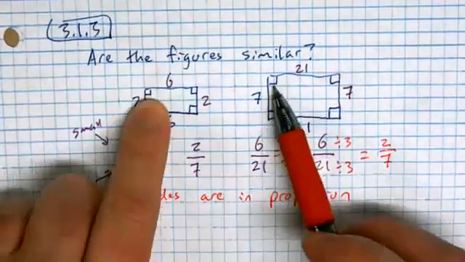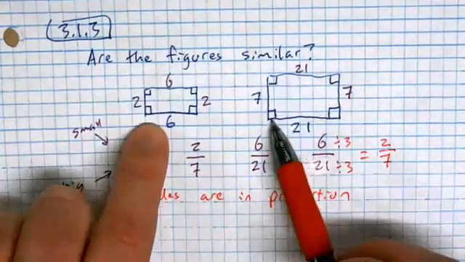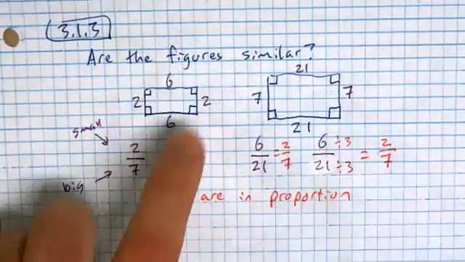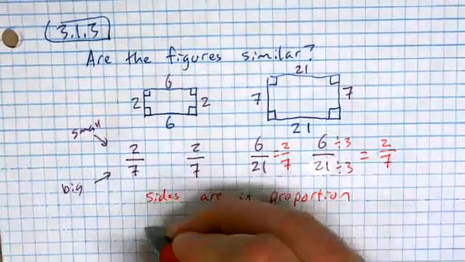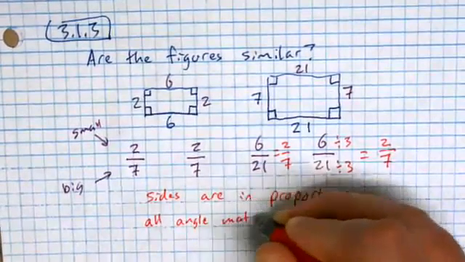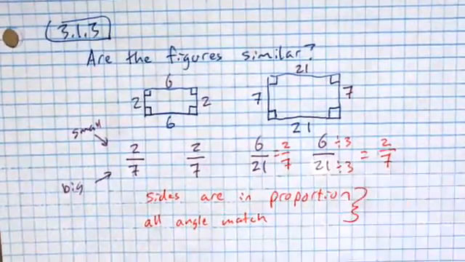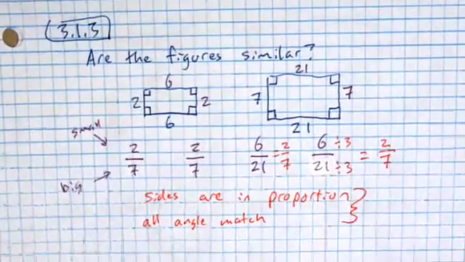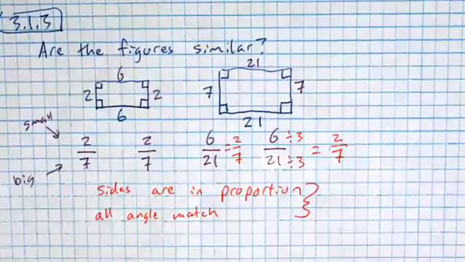So these 2 angles are corresponding. They're both 90. These are both 90. These are both 90. These are both 90. Yes. So all angles match. And those 2 things together mean what? Our rectangles are similar.